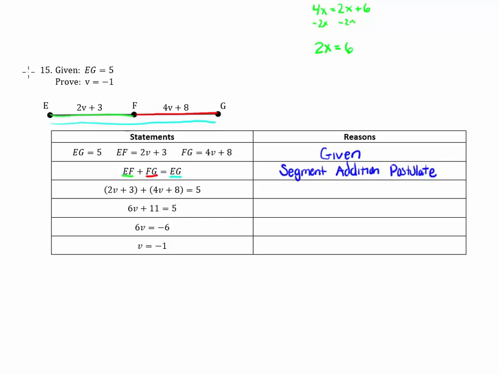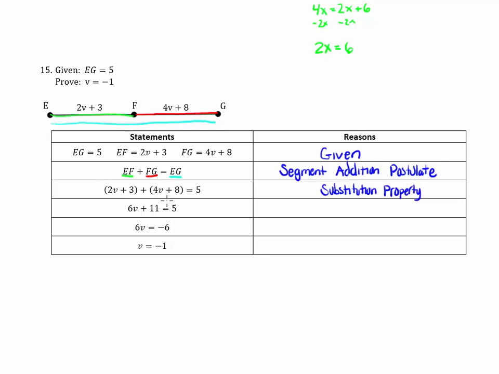What property allows us to say that? Well, EF and 2V plus 3, they are the same thing. Same thing with FG and 4V plus 8. They are equal to each other, and EG is equal to 5. So we are allowed to replace them with each other by the substitution property.